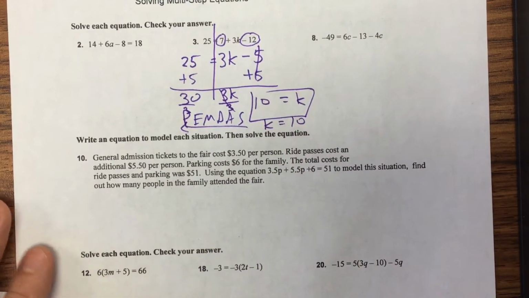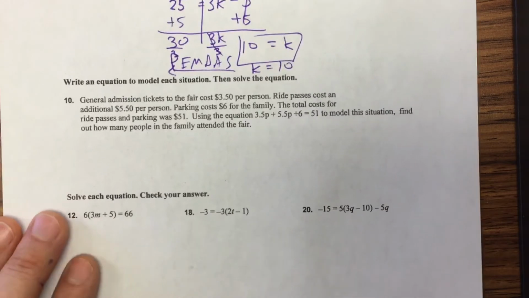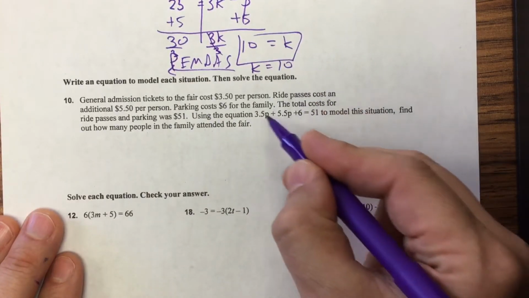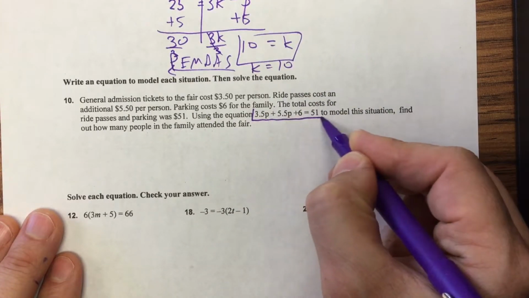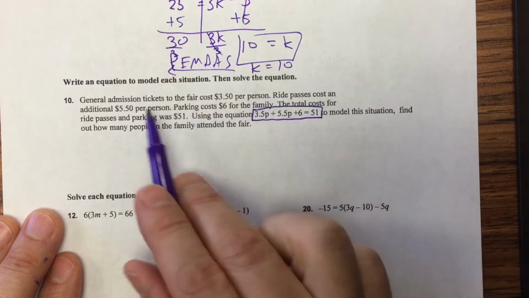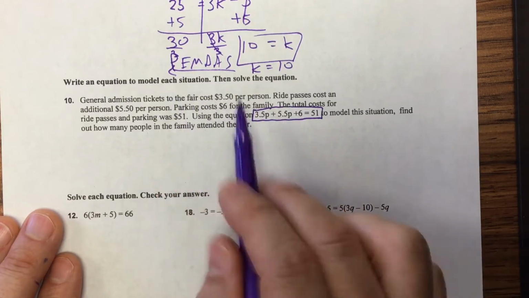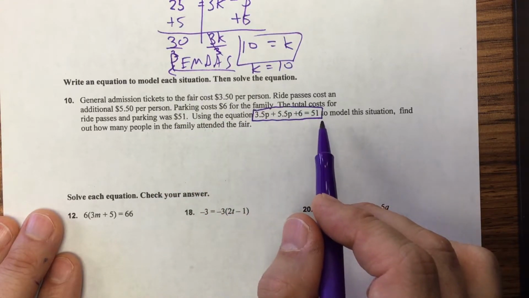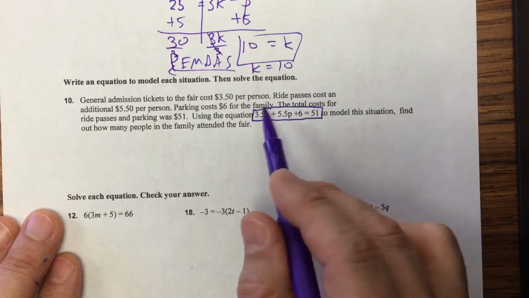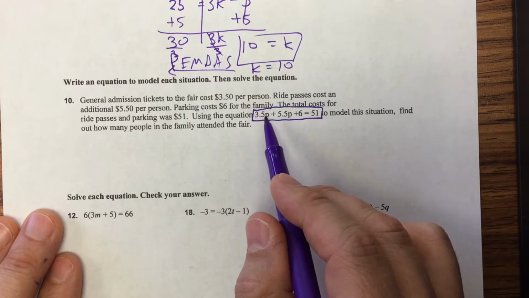All right? The next section, I just want to point out that you don't have to come up with the equation. I gave you the equation. It's right here. So read this and try to figure out how this equation came to be out of this word problem, but then just use the equation to solve it. You can combine these terms here and do your inverse operations to get p by itself.